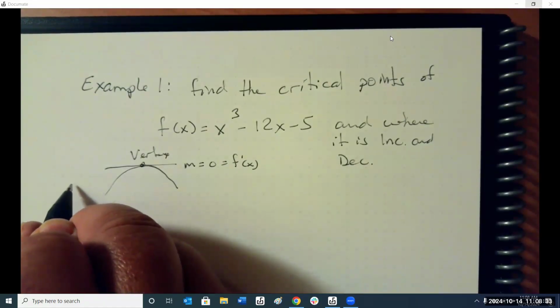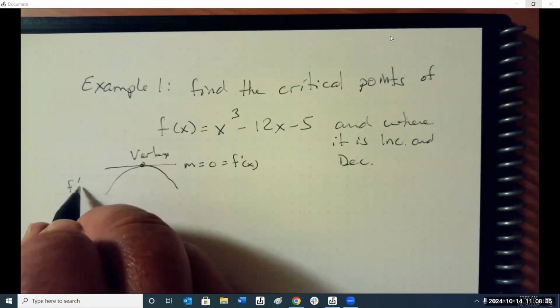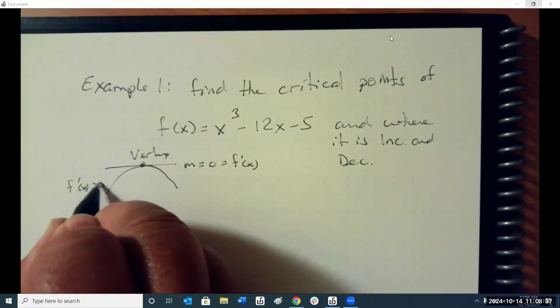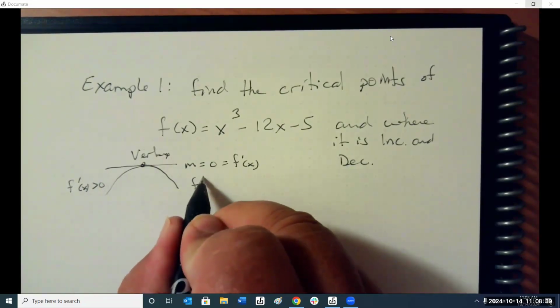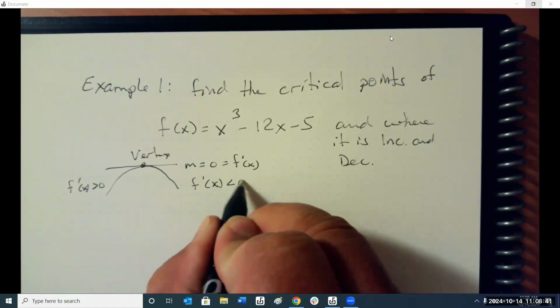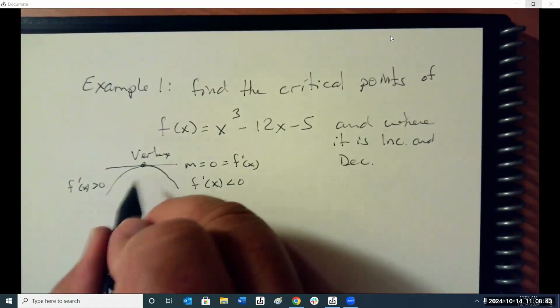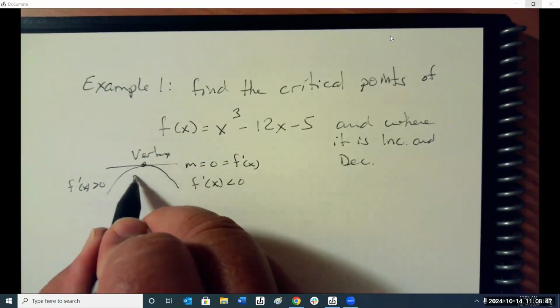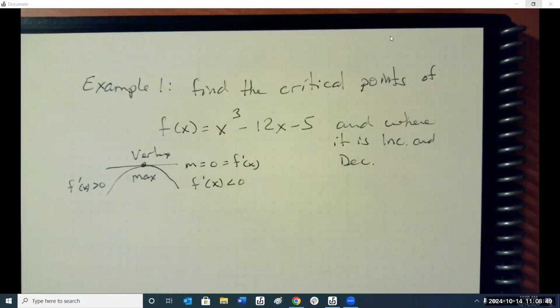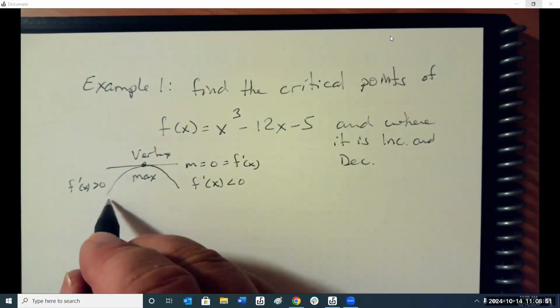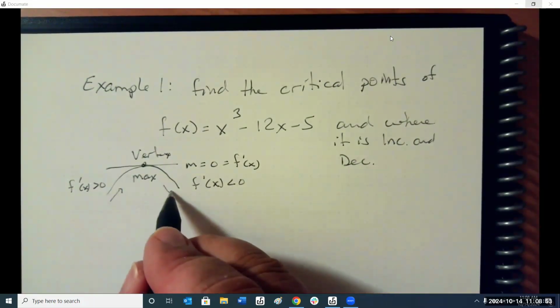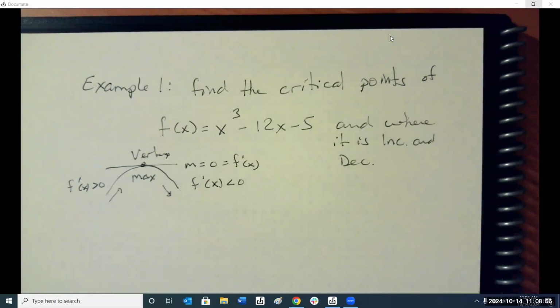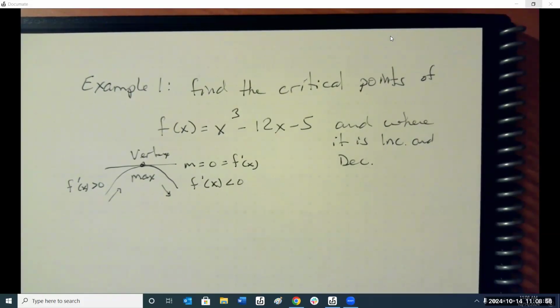Well, if the first derivative is positive to the left and the first derivative is negative to the right of that point, then it's a maximum. Because it's going up, then it's coming down. And conversely, if it's going down, then going back up, then it's a minimum.